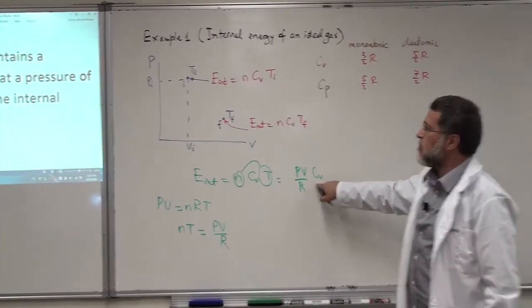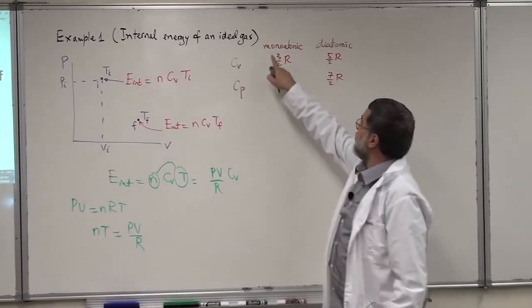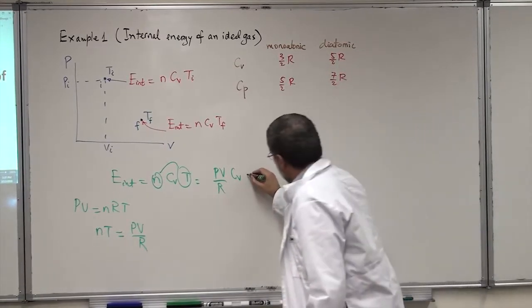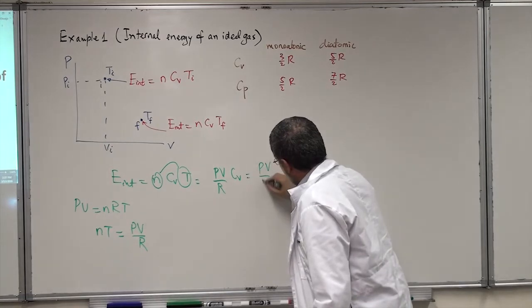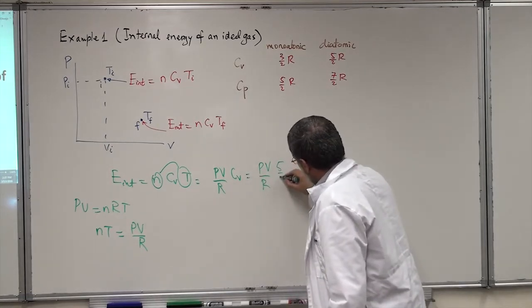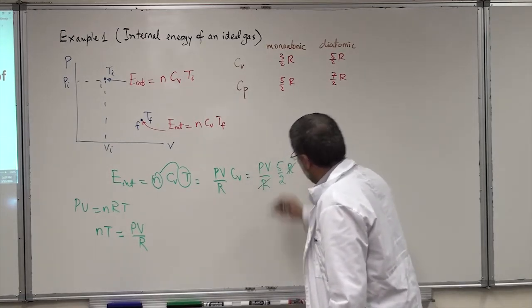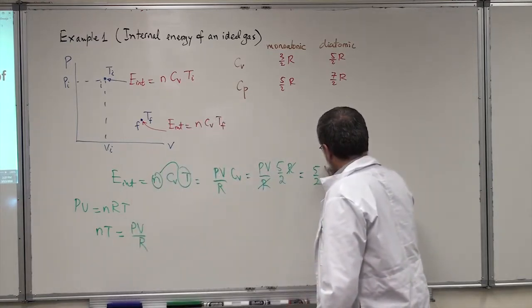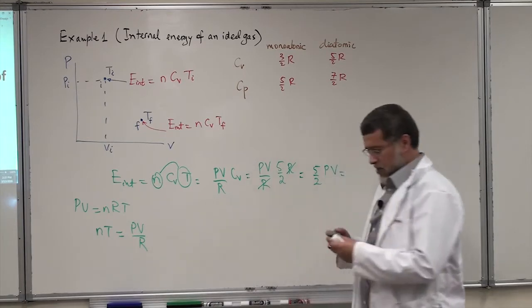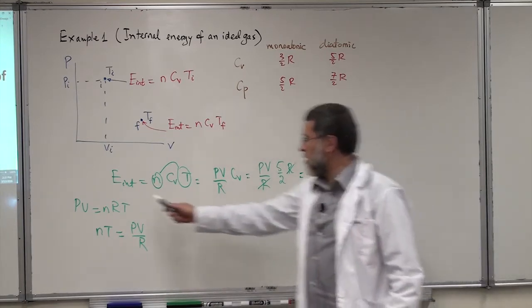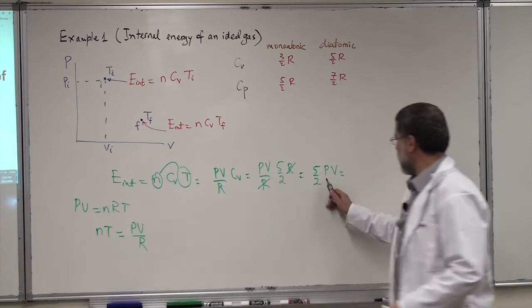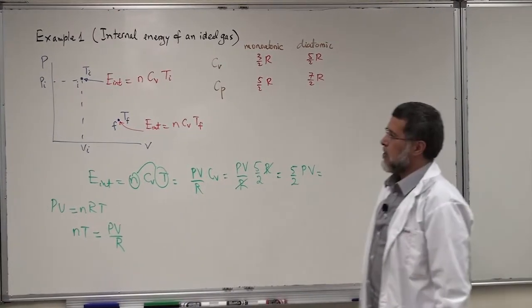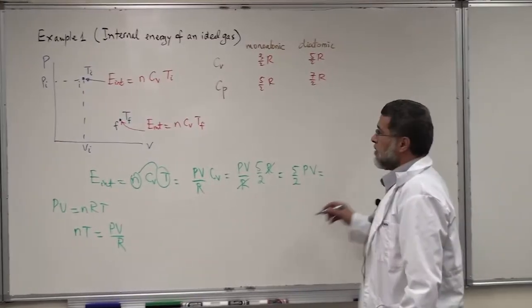Now this is a diatomic molecule. If we look at C_V for a diatomic molecule, it's 5/2 R. So this is PV over R times 5/2 R. The R will cancel. So the answer here will be 5/2 times PV. Now let's be careful. Since this is internal energy, it's in joules. The pressure should be in pascals, and the volume should be in cubic meters. So you have to make some changes of units there.